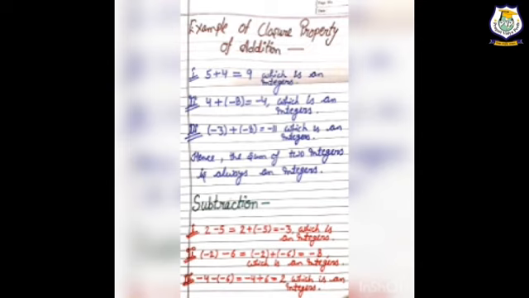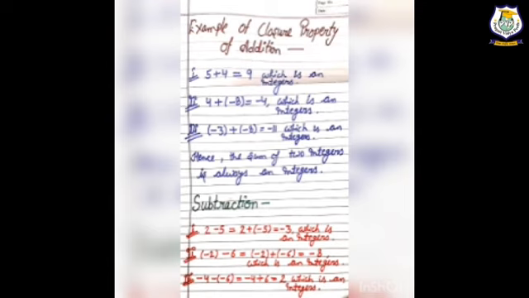With the help of examples of the closure property, we will explain this property. As you know, the closure property says the sum of two integers is also an integer. So here in the first example we are taking two positive integers. The first positive integer is 5 and the second is 4. So 5 plus 4 is equal to 9, and 9 is also an integer.